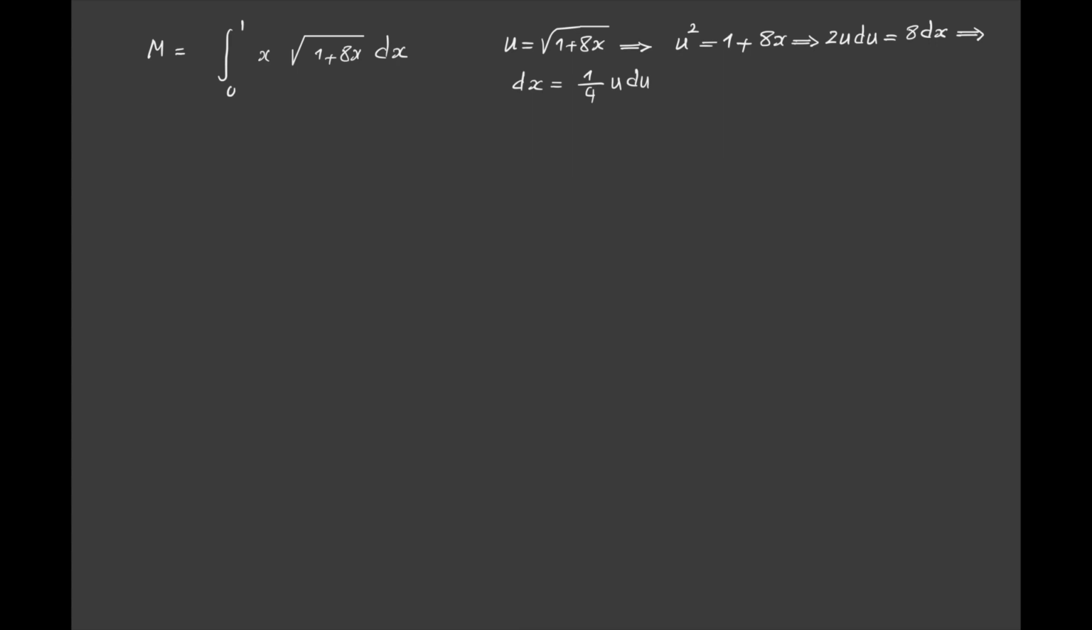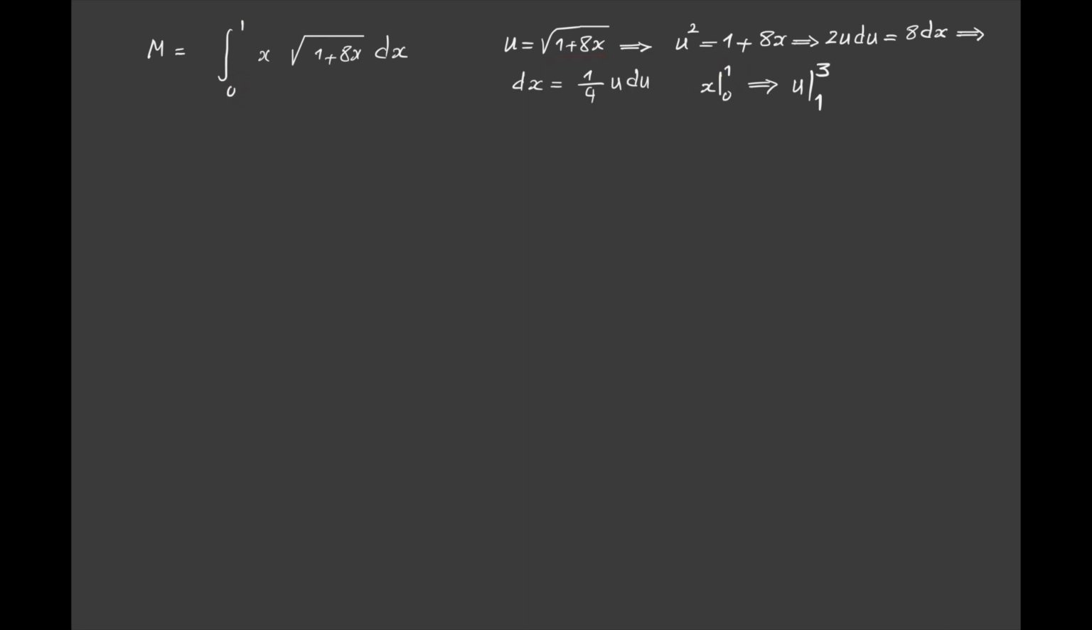Okay, but then I also need to take care of new limits after introducing this. So I know that x goes from 0 to 1. So this would then imply that u goes from, if x is chosen to be 0, I put 0 here, square root of 1 is 1. So the lower limit for u becomes 1. If I choose x to be 1, I put it here, it becomes square root of 9, which is 3.